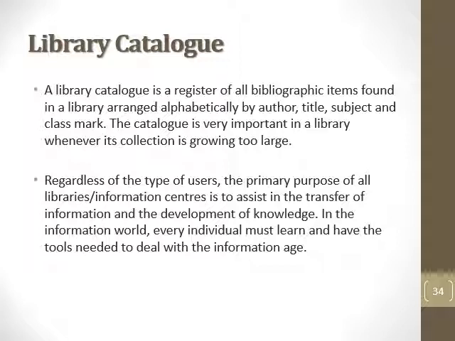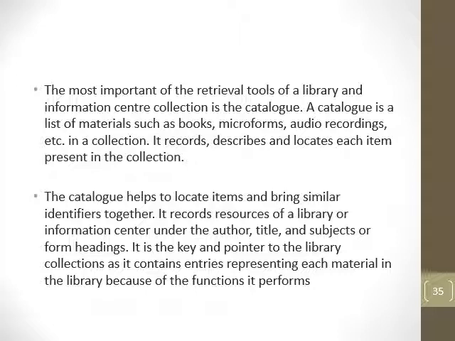And regardless of the types of users, the primary purpose of all library and information centers is to assist in the transfer of information and the development of knowledge. Every individual must learn and have the tools needed to deal with the information age, and one of such tools is the library catalog. The most important of the retrieval tools of a library and information center collection is the catalog. A catalog is a list of materials such as books, microfilms, and audio recordings in a collection. It records, describes, and locates each item present in the library. The catalog helps to locate items and bring similar identifiers together.